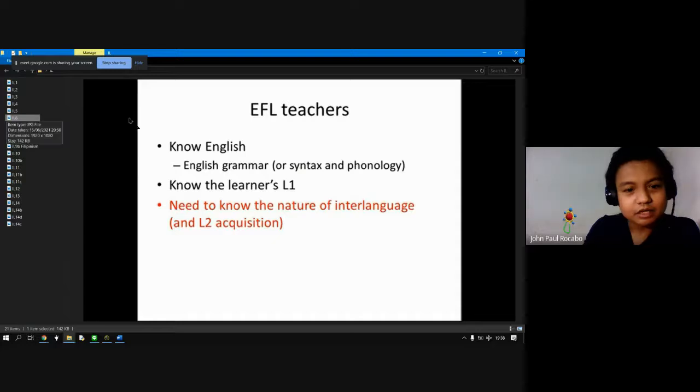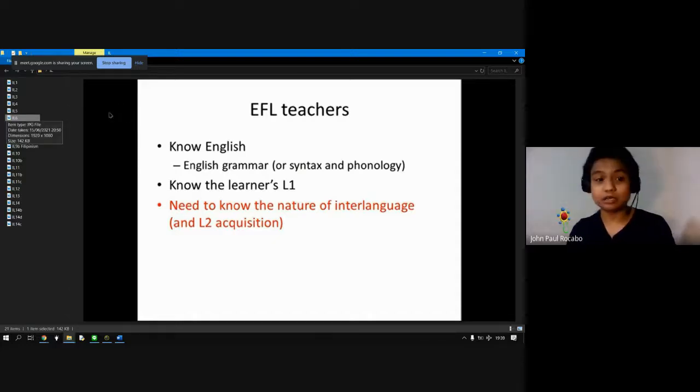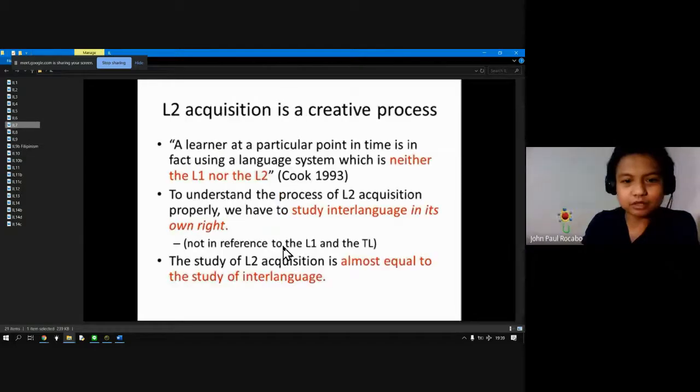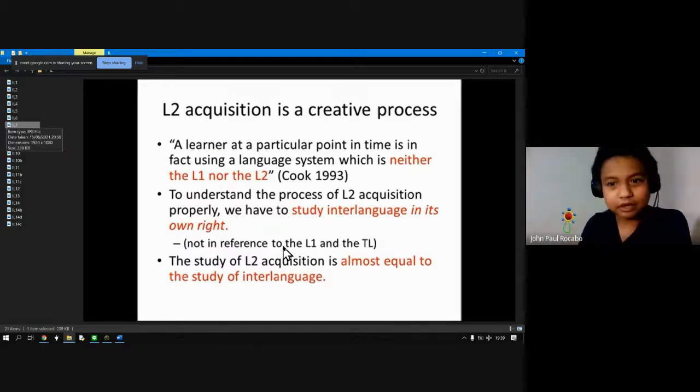So, bakit natin pinag-aaralan yung interlanguage? Kasi we need to know the nature of interlanguage and language acquisition for us to know how it works from the point of view of our learners. Kasi yun po yung 201. So, it's not how we teach, it's how we understand the language acquisition. So L2 is a creative process.